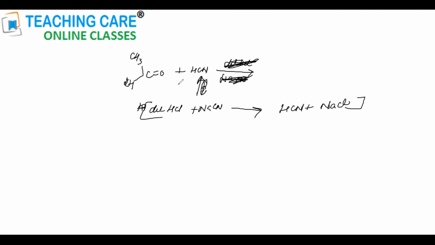So what happens due to the reaction of this? It will form CH3, then your OH. This is your CN, and this is your H. So acetaldehyde cyanohydrin. Cyanohydrin. Okay. Got it?